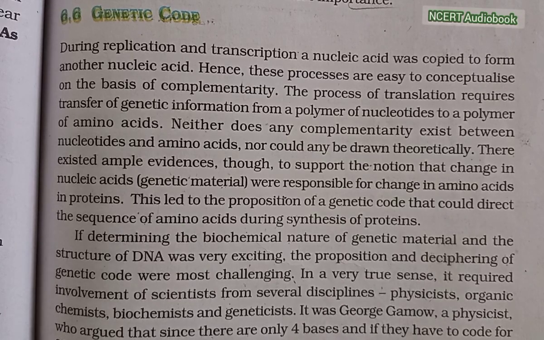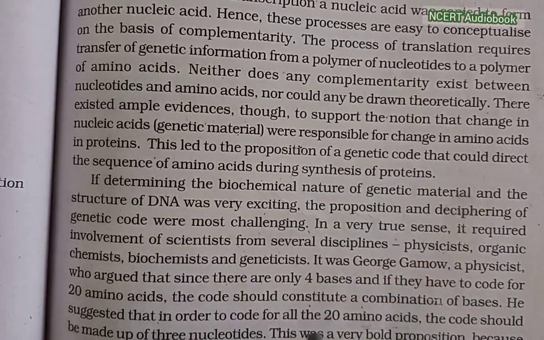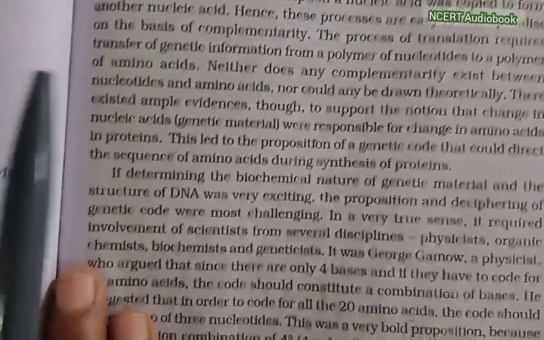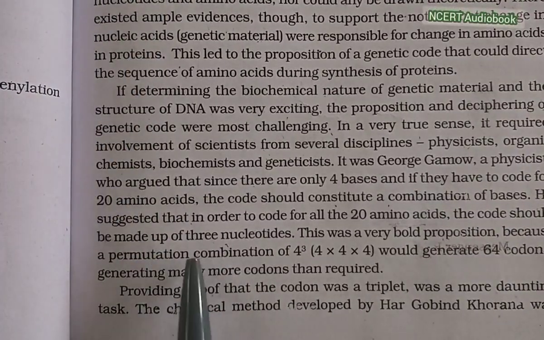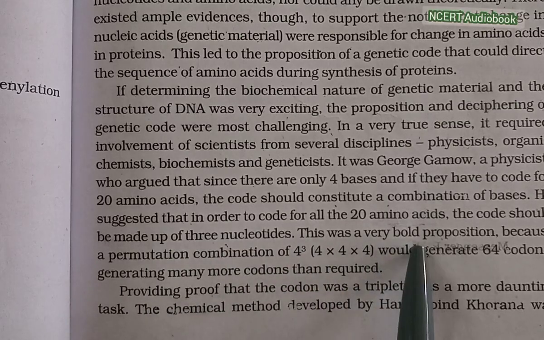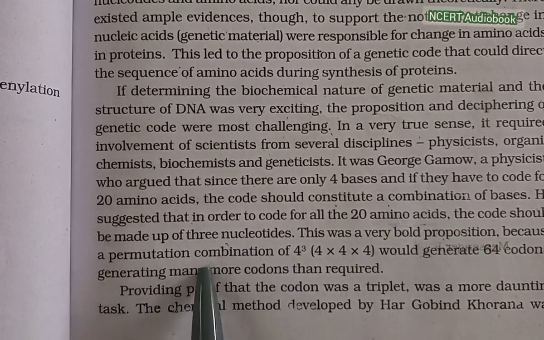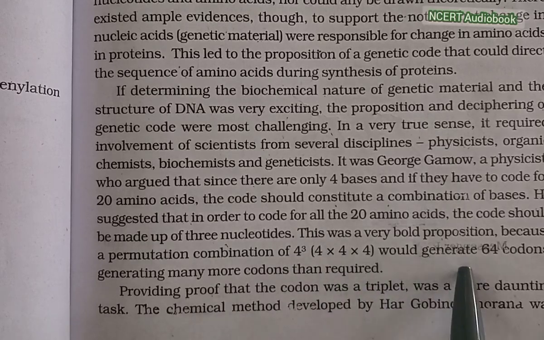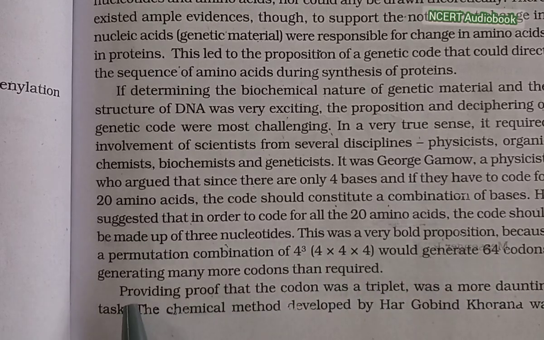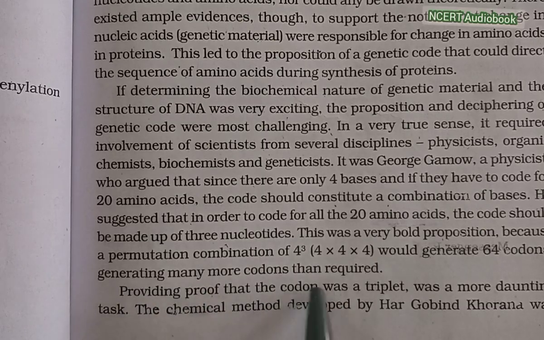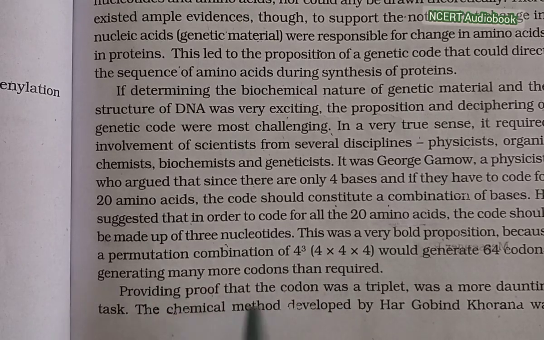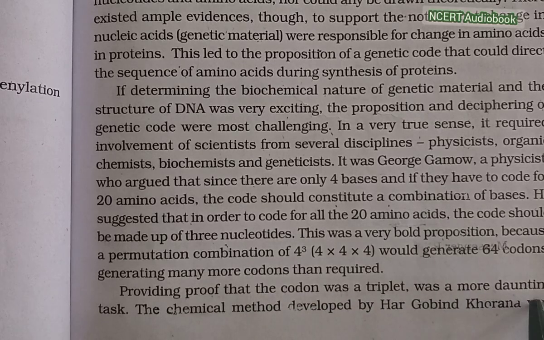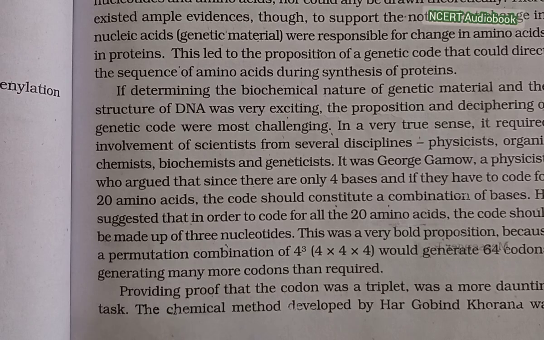He suggested that in order to code for all 20 amino acids, the code should be made up of 3 nucleotides. This was a very bold proposition, because the permutation combination is 4 to the power 3, 4 into 4 into 4, which would generate 64 codons, generating many more codons than required. Providing the proof that the codon was a triplet was a more daunting task.